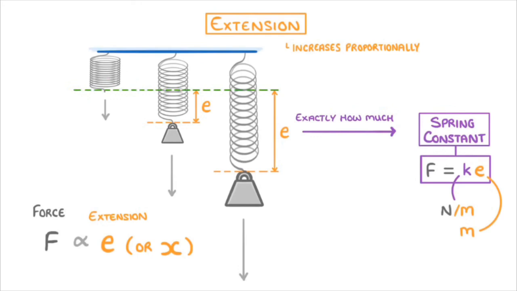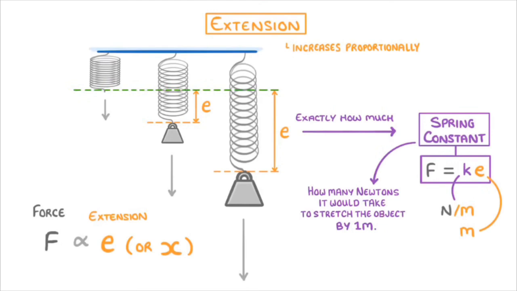The spring constant tells us how many newtons it would take to stretch the particular object, like this spring, by 1 meter. So the higher the spring constant, the stiffer the material, because it requires more force to stretch it.